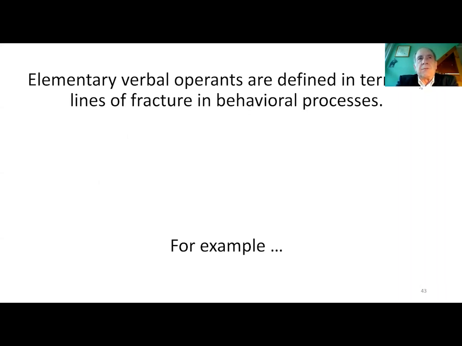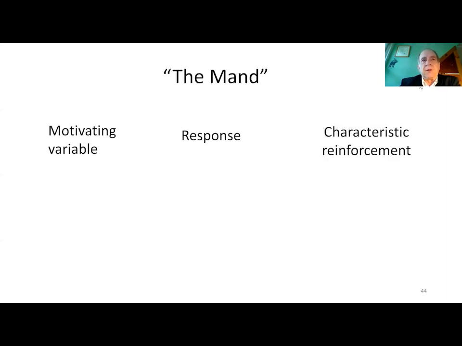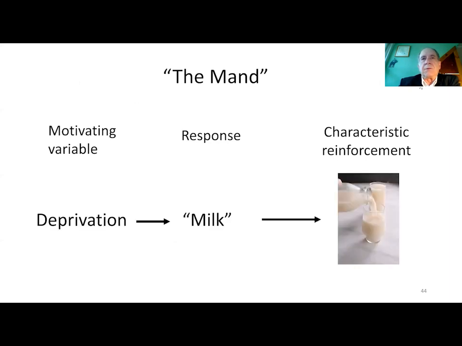Multiple control is basically a continuation of the concept of response probability. We define our elementary verbal operants in terms of the lines of fracture in basic behavioral processes. For example, a mand is defined in terms of a motivating variable. In the presence of a motivating variable, a mand response will lead to a characteristic reinforcement. So if someone is quite thirsty, the response milk is characteristically reinforced by the delivery of milk. So this is the basic mand that everyone is familiar with.